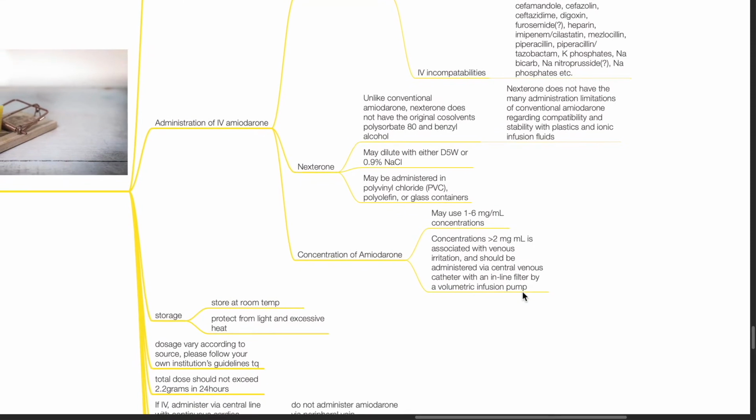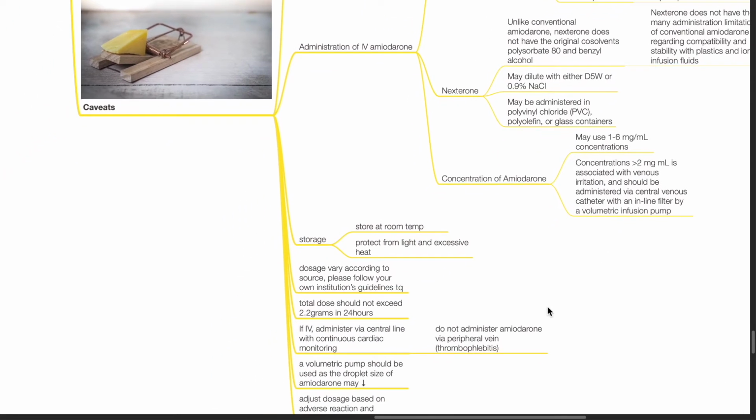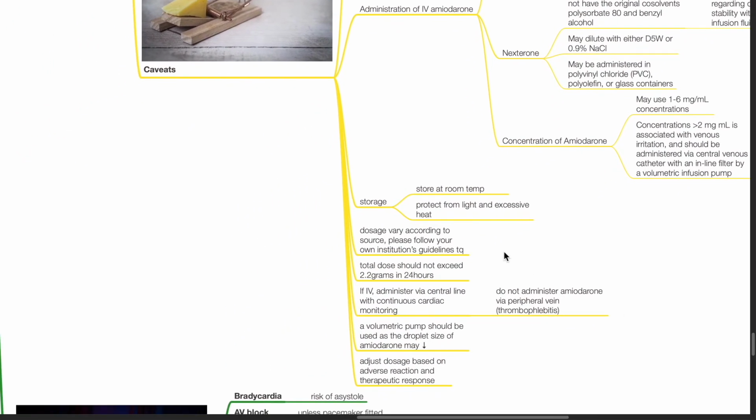Regarding the concentration of amiodarone, the range is 1 to 6 mg per ml. Concentrations of more than 2 mg per ml are associated with venous irritation and should be administered via central venous catheter with an inline filter by a volumetric infusion pump. Amiodarone is stored at room temperature. Protect from light and excessive heat.